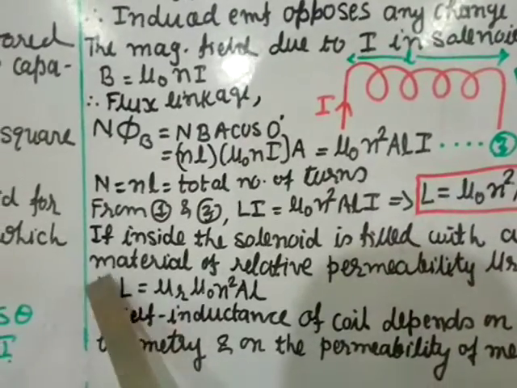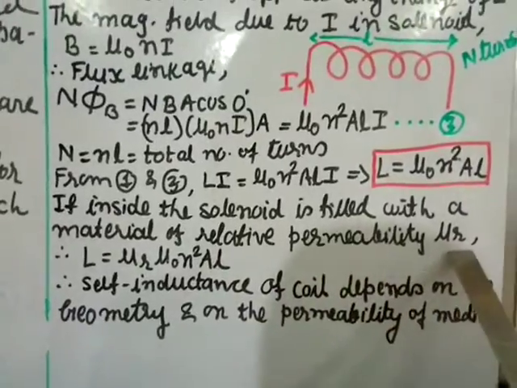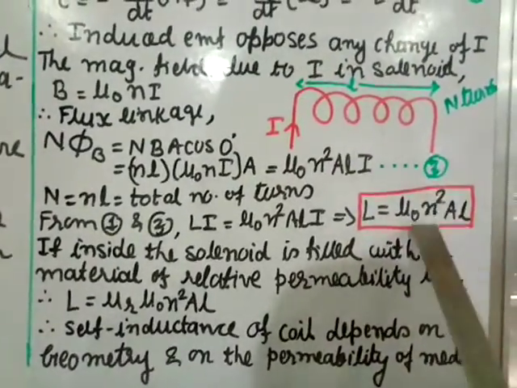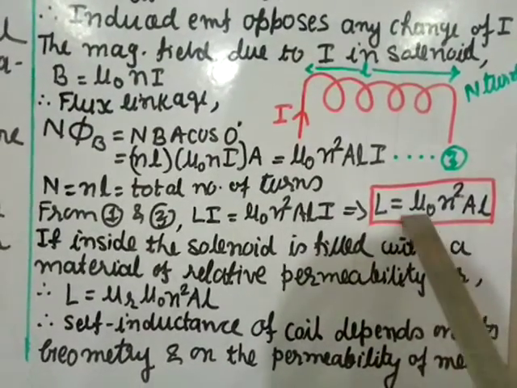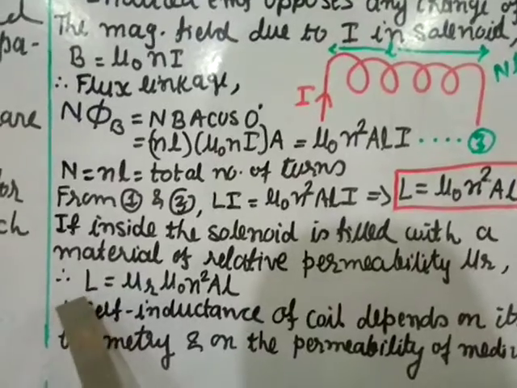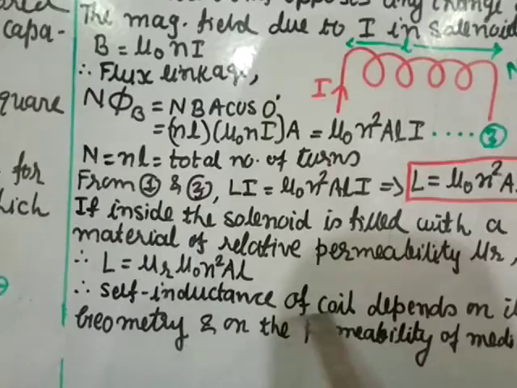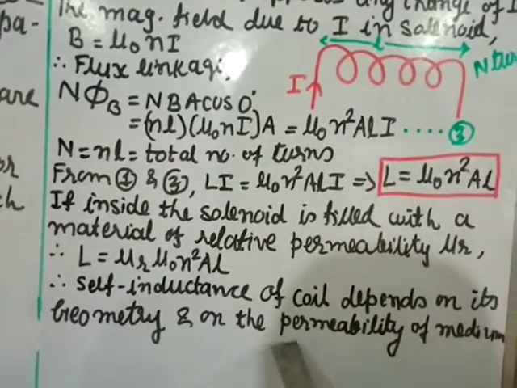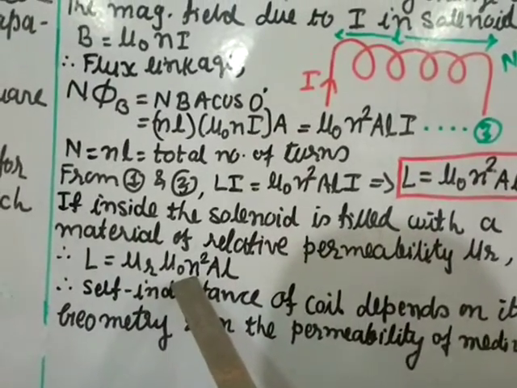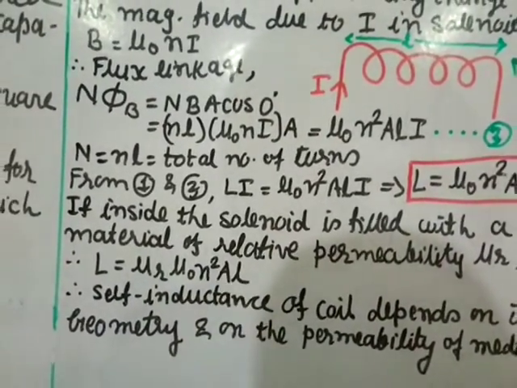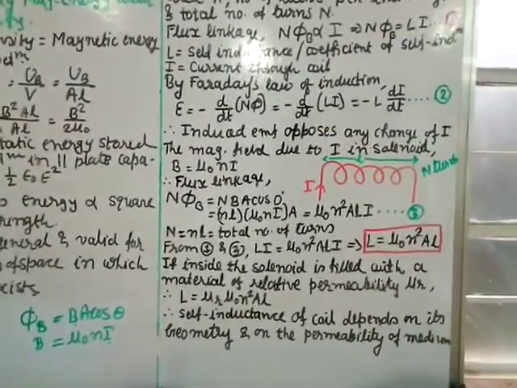Now suppose the inside of the solenoid is filled with a material of relative permeability mu r. Here we have considered only air, but if there is a material whose relative permeability is mu r, then you multiply this with mu r. So inductance becomes L equal to mu r mu naught n square A l. Therefore, self-inductance of a coil depends on its geometry and on the permeability of the medium. Geometry, because n is the number of turns per unit length, A is the cross-sectional area and l is the length.